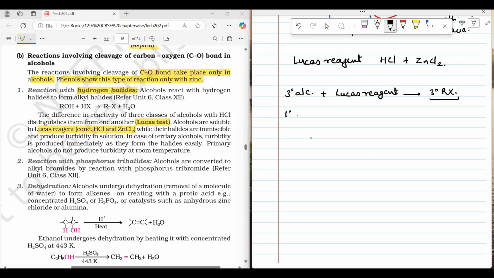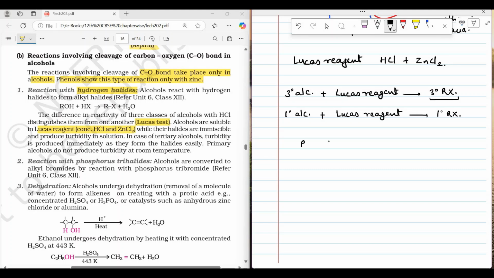While in case of primary alcohol, turbidity does not appear at all because they do not react with the Lucas reagent readily. Primary alcohol reacts very slowly with the Lucas reagent. So that's why it doesn't give turbidity at room temperature. You won't get turbidity at room temperature, but slowly it results in the formation of primary alkyl halide.